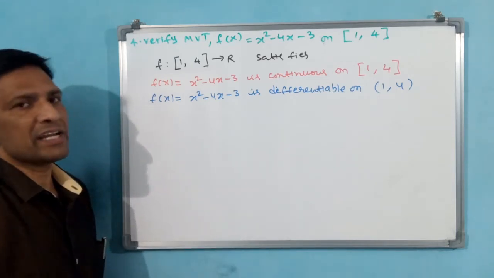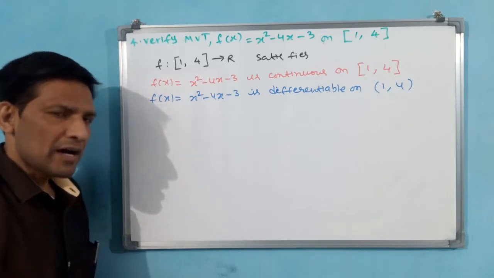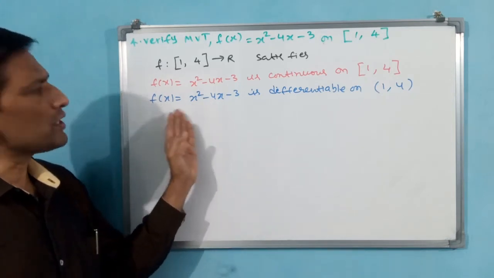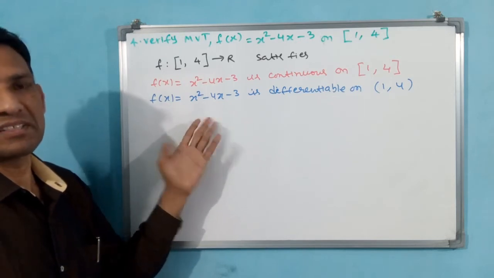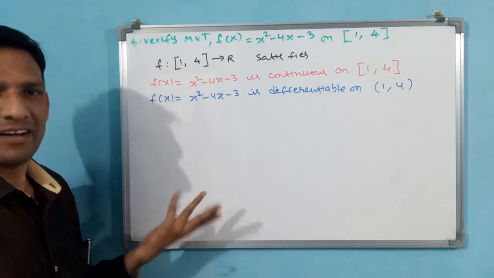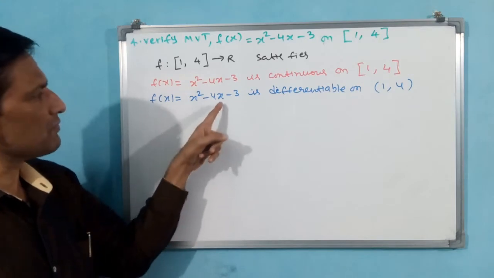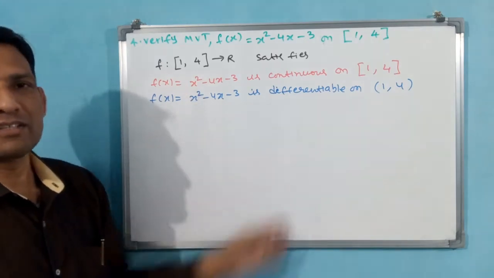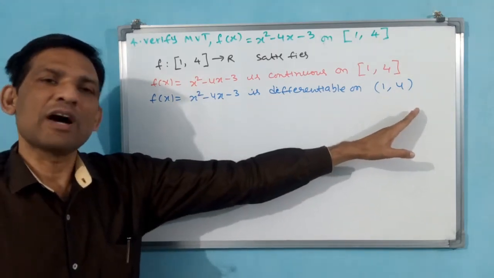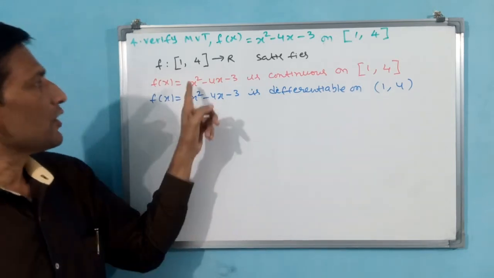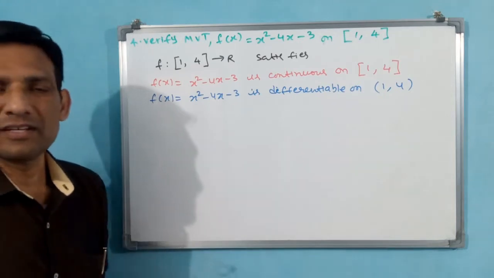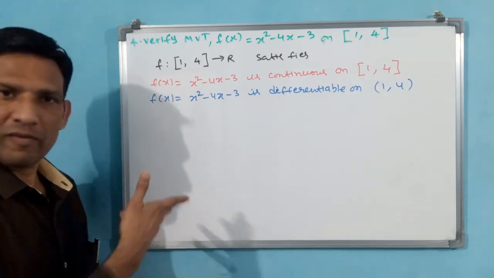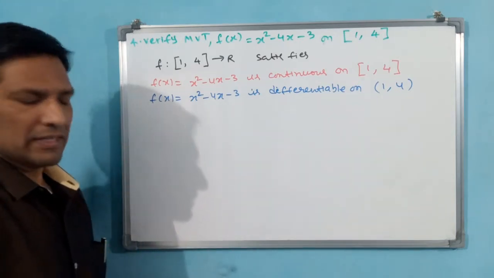This is the first case. Second case, whether it is differentiable or not: see here, 2x minus 4 is the derivative of this function. It is differentiable only. The derivative also exists: 2x minus 4. That is why this is differentiable between 1 and 4, not only 1 and 4, for all. It is continuous for all. This is a continuous, differentiable function, that we know by virtue of our experience. Several questions we have done.